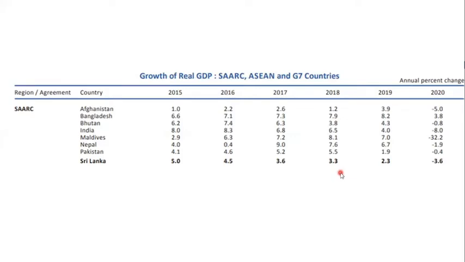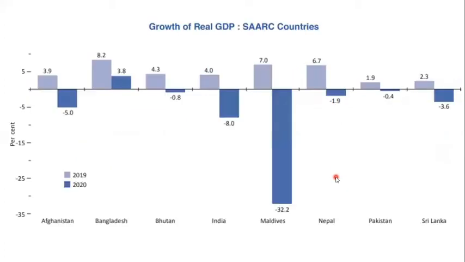This shows growth of real GDP across countries. Almost all countries have recorded a negative growth, that means a decline, whereas Bangladesh has recorded 3.8 growth in 2020. The same thing has been detailed in this picture as well. In 2020, Maldives has recorded the worst growth of real GDP, which is negative 32%.